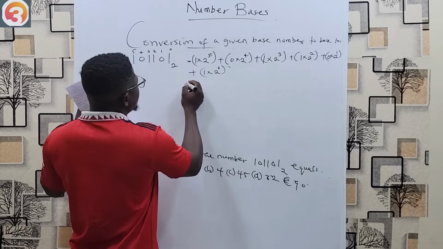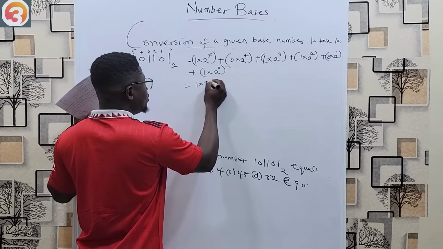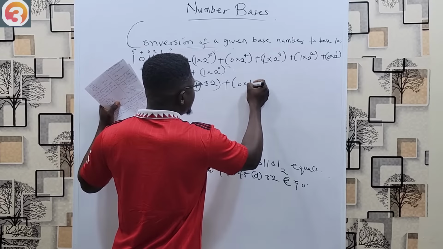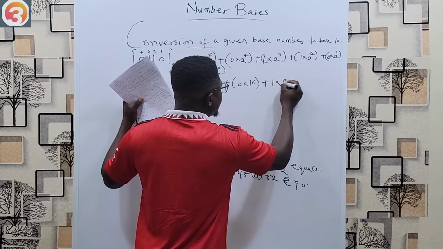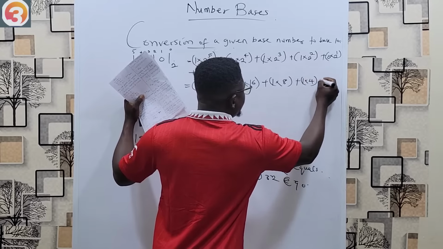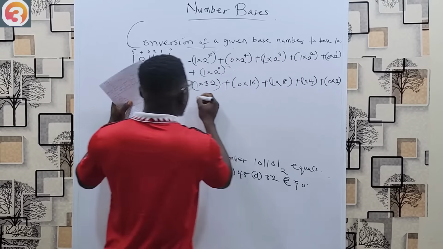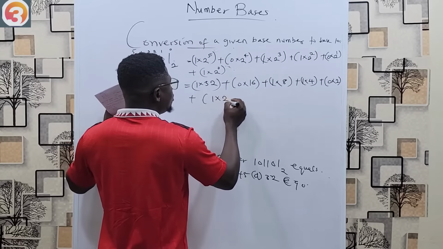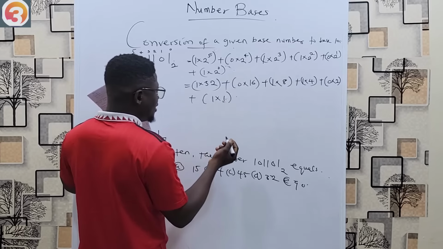So now let's go. 2 raised to the power 5, I already listed it. 2 raised to the power 5 is 32. So 1 times 32. Then plus 0 times 2 raised to the power 4 is what? Is 16, right? Then plus 1 times 2 raised to the power 3 is what? Is 8, right? Then plus 1 times 2 raised to the power 2 is 4. Then plus 0 times 2 raised to the power 1 is what? Is 2. Then plus 1 times 2 raised to the power 0. Any number raised to the power 0 is what? Is 1. I've told you that.